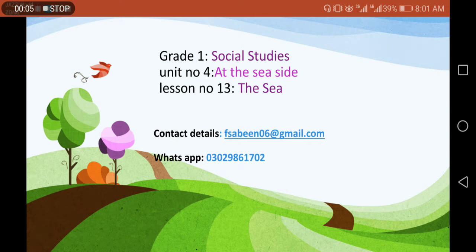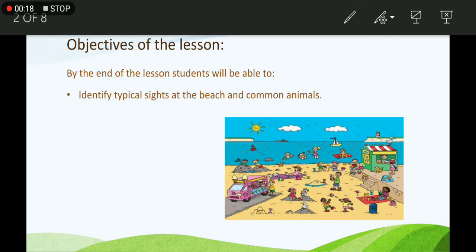Welcome back to your social studies lesson number 13. This has been taken from unit number 4, At the Seaside. Let's have a look at today's objectives. By the end of the lesson, students will be able to identify typical sights at the beach and common animals.